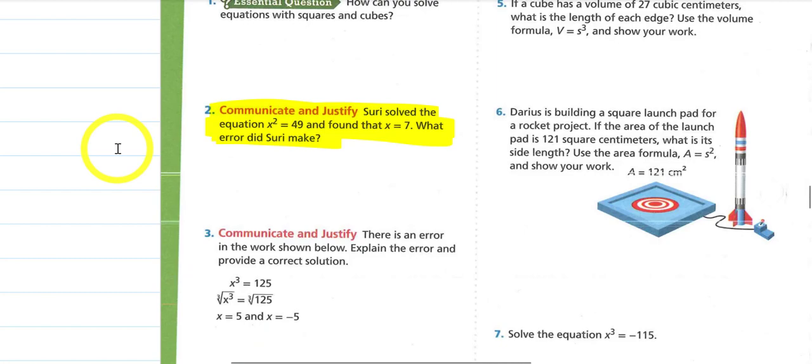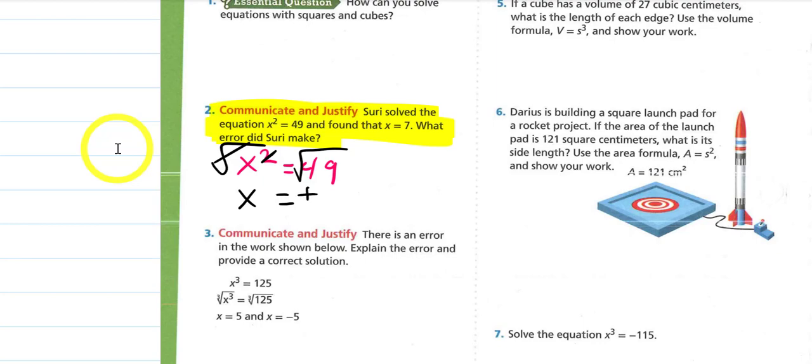Okay, so we see that Suri says that x is going to be equal to 7, where she is partly right. Since we have x squared equals 49, we need to remember to take the square root of both sides. So x squared and the square root cancel each other out to leave x alone on that side. But we need to remember that since this is a square root, we're going to have both the positive and the negative root of 49, which is 7. So she just forgot to include the negative 7 in her answer.